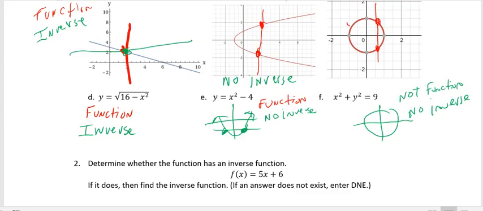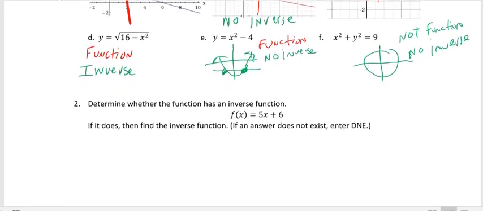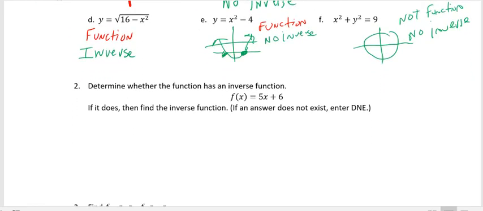Determine whether the function has an inverse. Okay, so if you look at the function, what kind of graph is that? Is that a circle, a parabola, a line, a square root? It's a line, right? How do we know? Because the exponent for x is 1. So since it's a line, something like this, that means that it's a function and it should have an inverse. Okay, so how do we find the inverse?